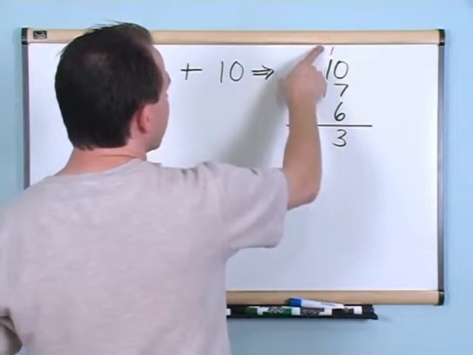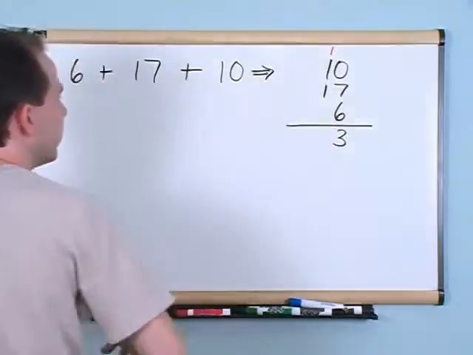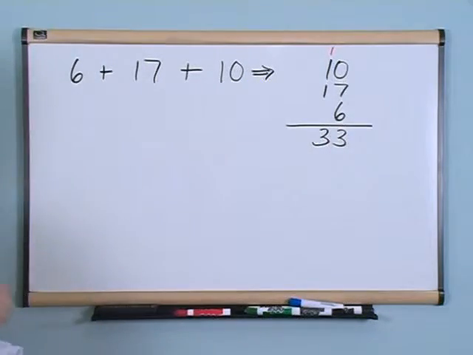Okay? And now we're done with that column. We just move over. 1 plus 1 plus 1. There's a 0 here, so that doesn't count. But 1 plus 1 plus 1 is just going to give you 3. So the answer is going to be 33.